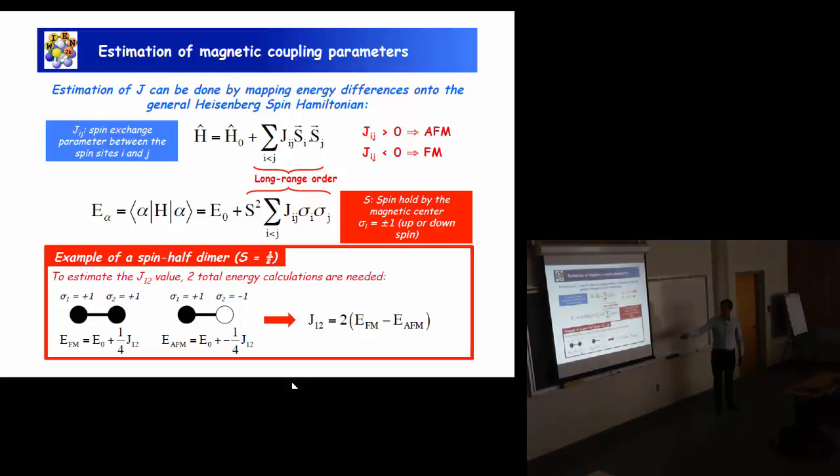I obtain the total energy for both situations, which will be independent terms of the long-range order plus the coupling term. Here I obtain the following relation: because it's spin half, I have 1/2 times 1/2, which gives you 1/4, and because you have +1 +1, you have J12. You do the same for the antiferromagnetic situation, you remove this plus, so it gives you E0 - 1/4 J. Then if you do the energy difference between ferromagnetic and antiferromagnetic, you will obtain 1/2 of J12, which in fact will give you that the J value is 2 times the energy difference. So by doing two calculations, you obtain the magnetic coupling.